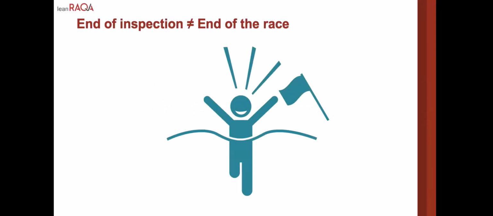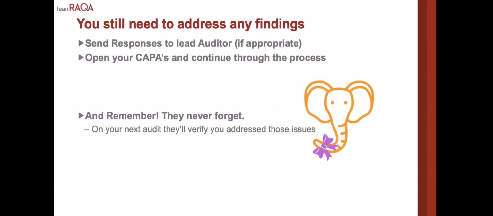So the end of the inspection is not the end of the race. You're not done. You're still going to have to address any findings. You're going to have to send the responses to your lead auditor or inspector. You need to open your CAPAs right away and see them through the entire process, all the way through effectiveness and closure. And remember, they never forget.